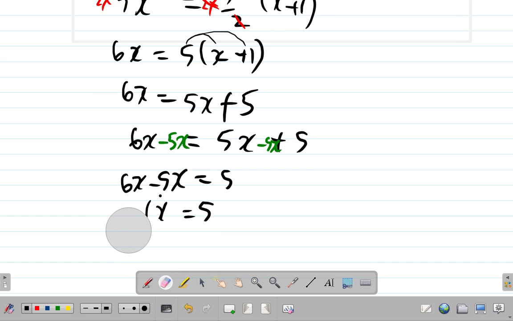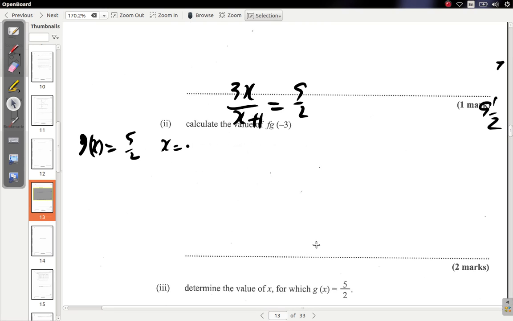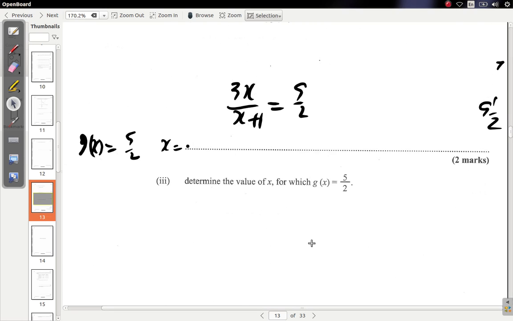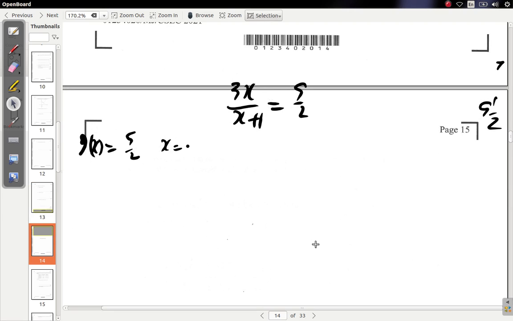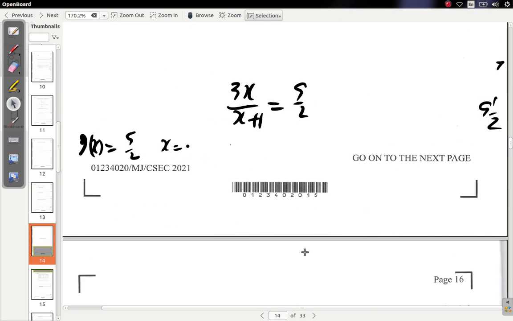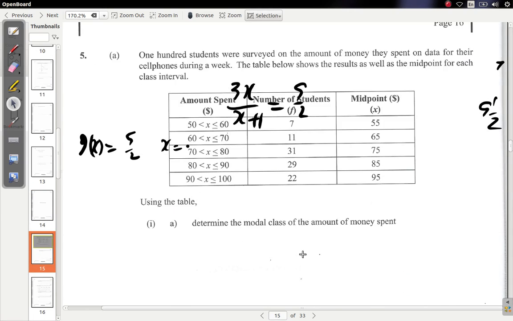But nobody writes the one. You roll out the one. So x equal 5, and that's the answer. You see? x equal 5. Question 4 done. And then we look at question 5 next time.